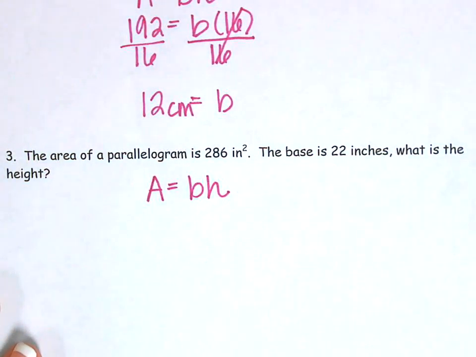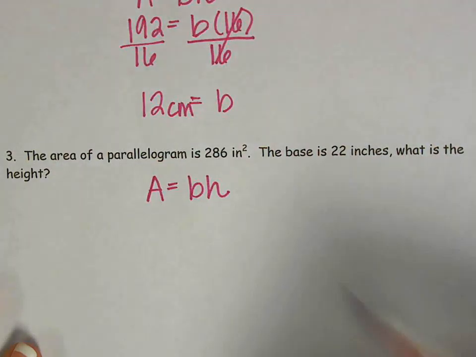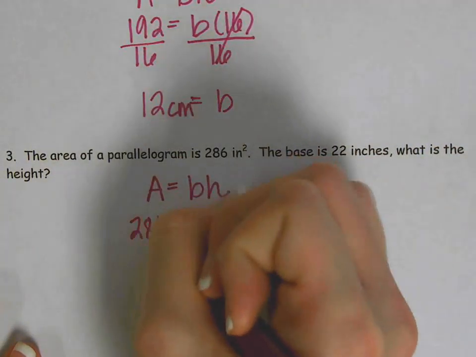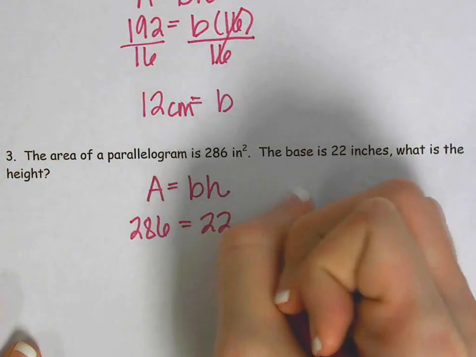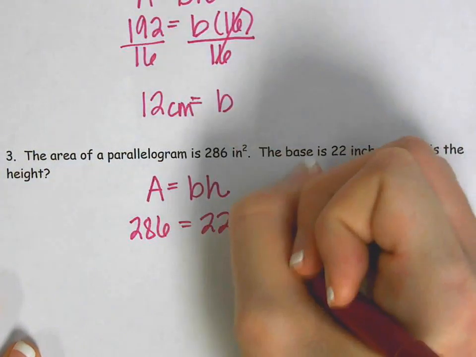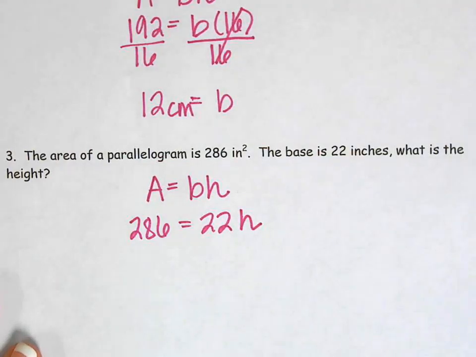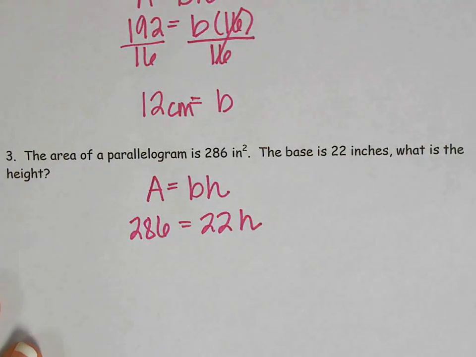Your second step is to substitute in what you know. So we know that the area is 286. We know that the base is 22 inches. And we're trying to find the height, so we're going to leave that as h. That's our variable. Last step is to solve the equation.